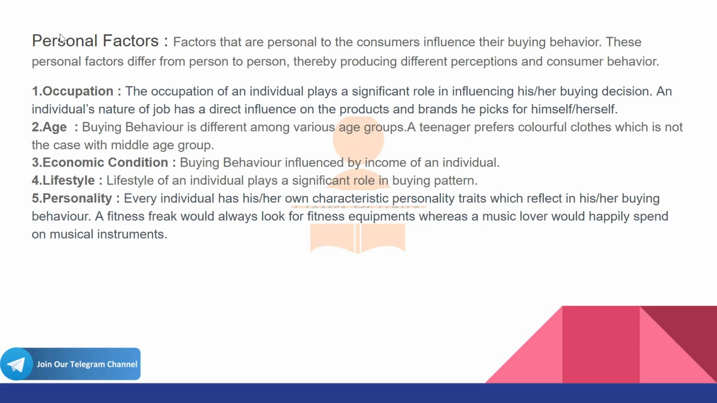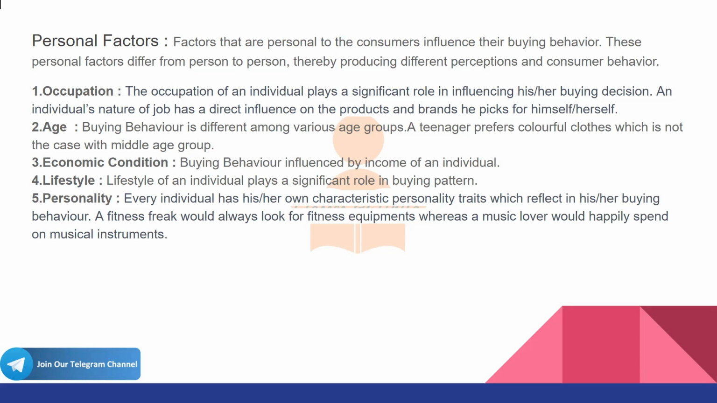Next is economic conditions. Buying behavior is influenced by the income of an individual, that is, how much an individual earns. Obviously, income plays a very important role. You may have the desire to buy things, but if you don't have the capacity to pay, it will not make any sense, right? The lifestyle of an individual also plays a significant role in buying pattern, that is, what kind of lifestyle you are looking for, whether someone is very much interested in a branded product or not very much interested in a branded product.